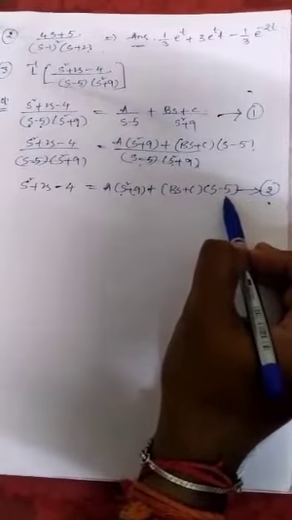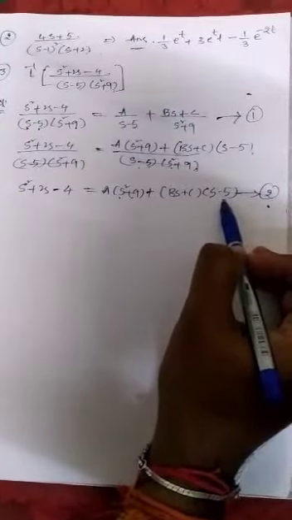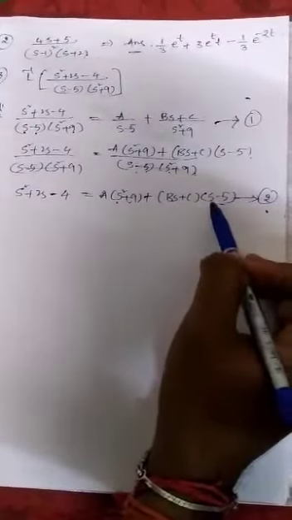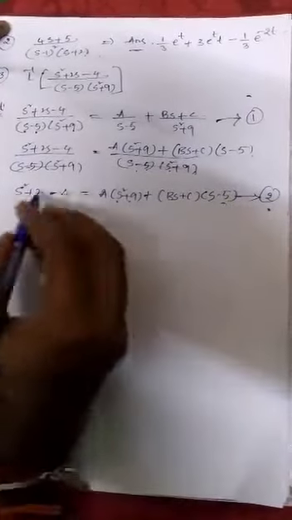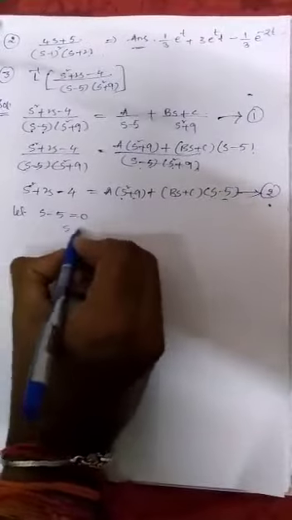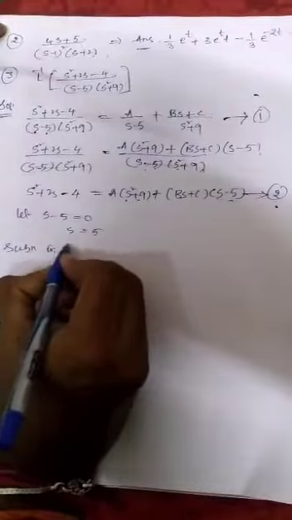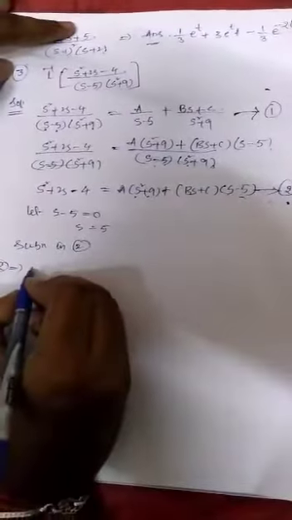So if we have linear factors, let us make them equal to 0. From that we can find one arbitrary constant directly. So let s minus 5 equals 0. From that s equals 5. Substitute s equals 5 in equation number 2. So equation number 2 becomes, s value is what? 5.